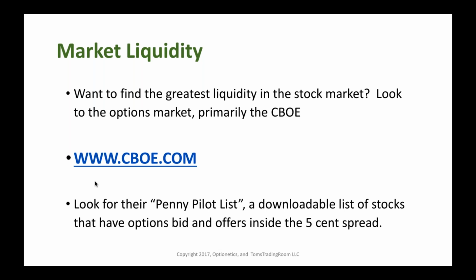Right? Now, how do I take 4,000 optionables and sift down to the top 10%? You could go by looking at stock volume, but that's not the way I do it. All right, the way I do it was with something called the penny pilot list. So what I want you to do is I want you to jot this website down.